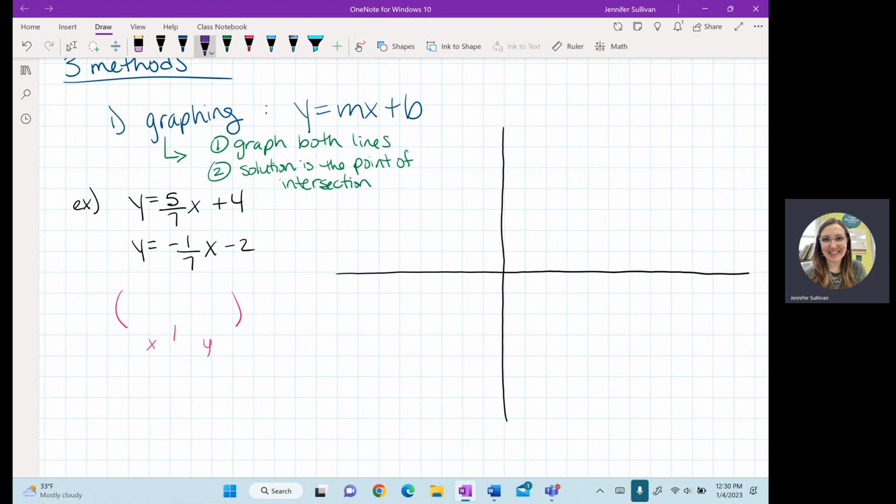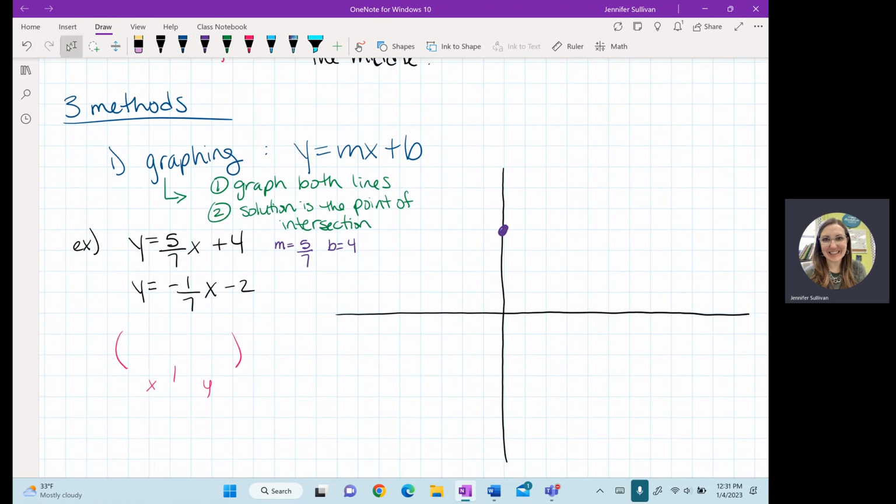So we're going to graph using m and b. My m for the first one is 5/7, and the b is 4. So we're going to go to 4 on the y-axis: 1, 2, 3, 4, and plot a point. And yeah, these might have some crazy slopes. So we're going to go up 5, to the right 7: 1, 2, 3, 4, 5, 1, 2, 3, 4, 5, 6, 7. And put a point.